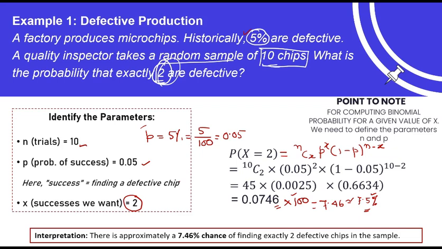Now this percentage probability is not very small. It is quite serious, because if you are sending a consignment of 100 units, there is around a 7% chance that two units in the consignment will be defective.